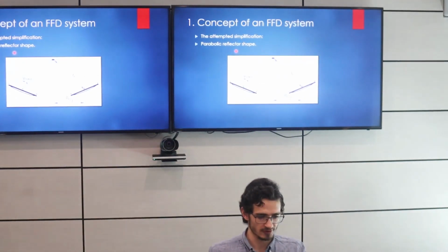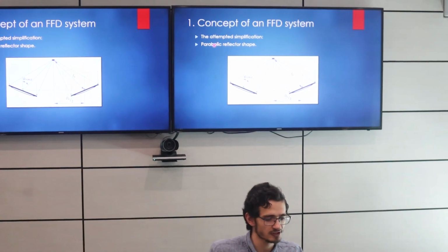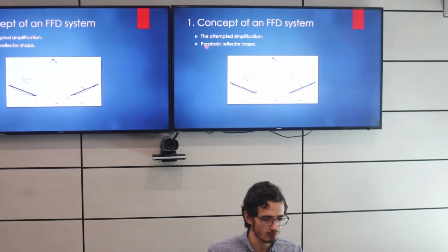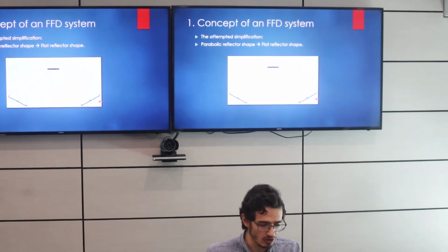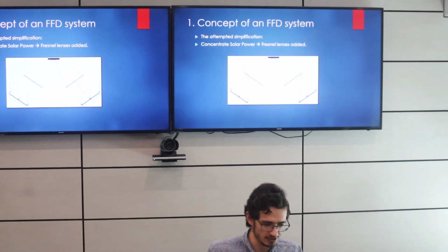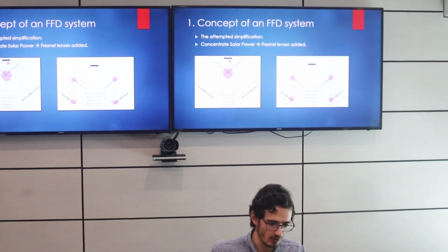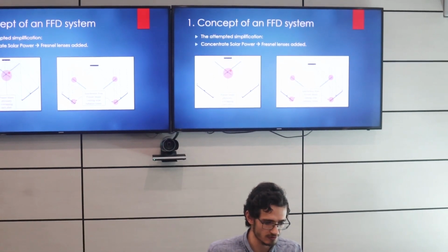So, for the concept of an FFT system, we can start out with the attempted simplification, where the parabolic reflector shape was taken and simplified to a flat reflector shape. To concentrate the energy then, Fresnel lenses were added, but this then provides two possible problems. One, the Fresnel lenses overlapping each other, and the second one is the Fresnel lenses obstructing the incoming solar radiation.